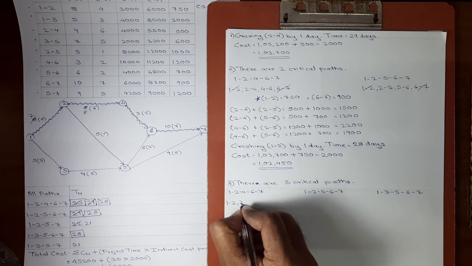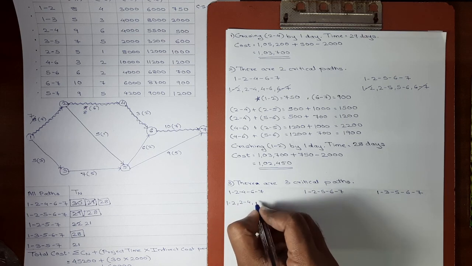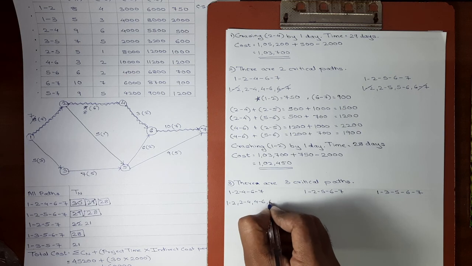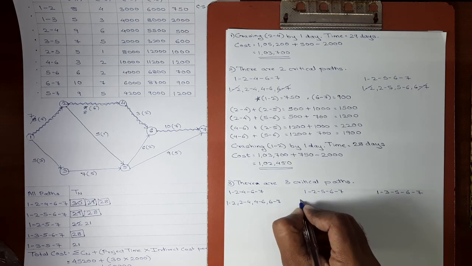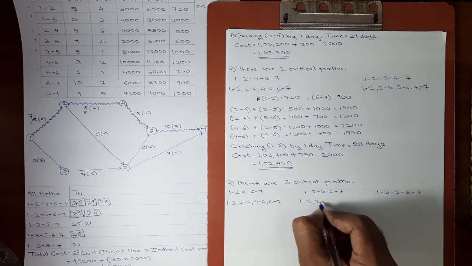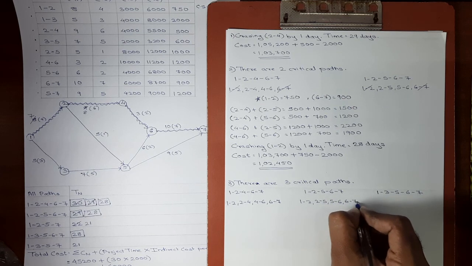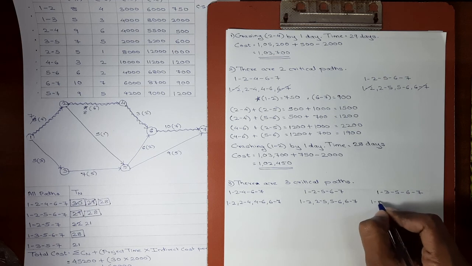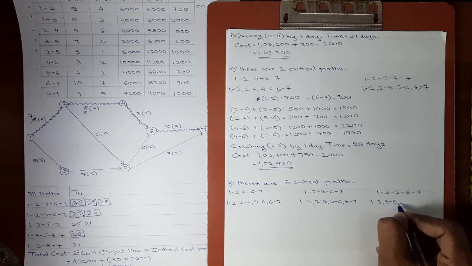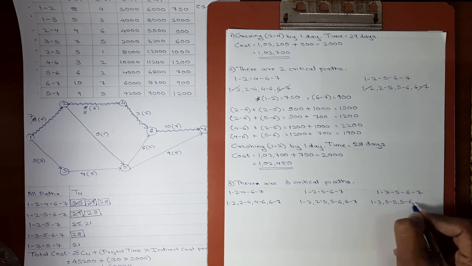1-2, 2-4, 4-6, 6-7. Again 1-2, 2-5, 5-6, 6-7. For the last path 1-3, 3-5, 5-6, 6-7.